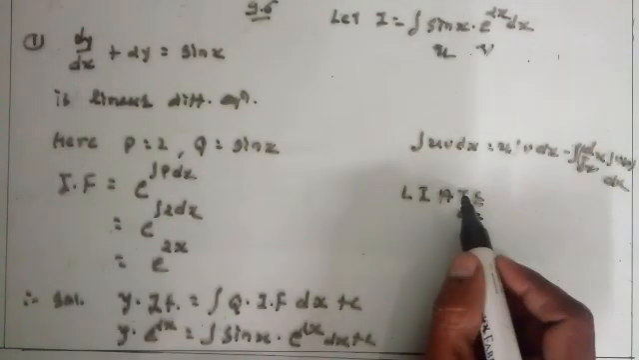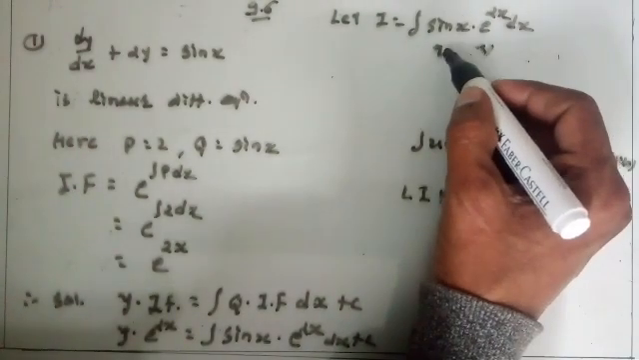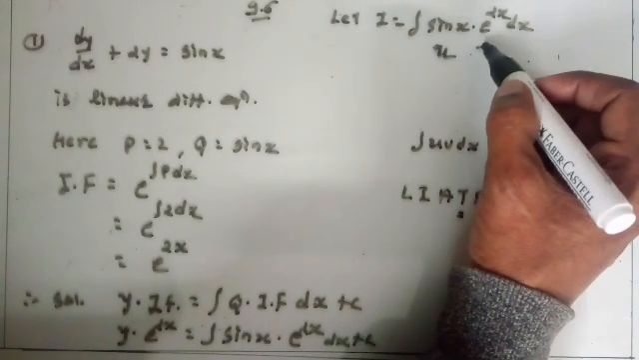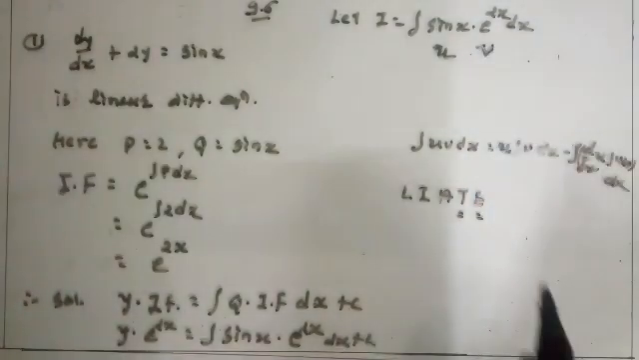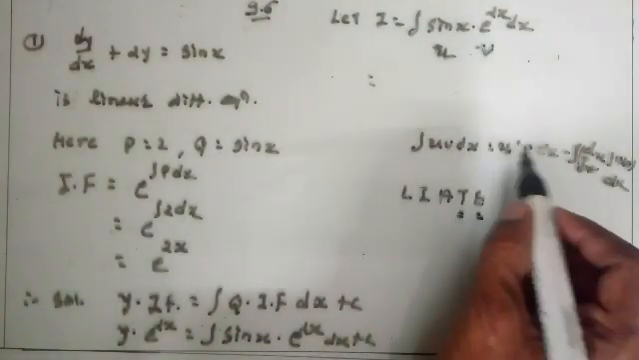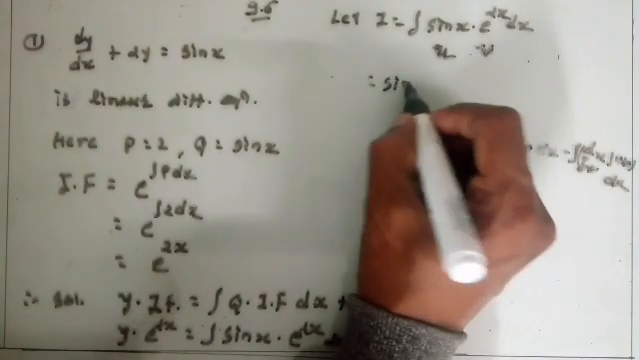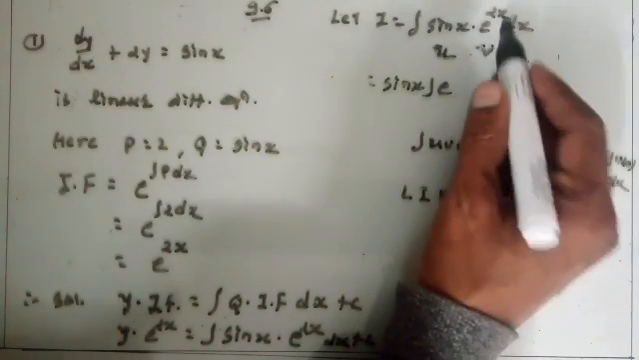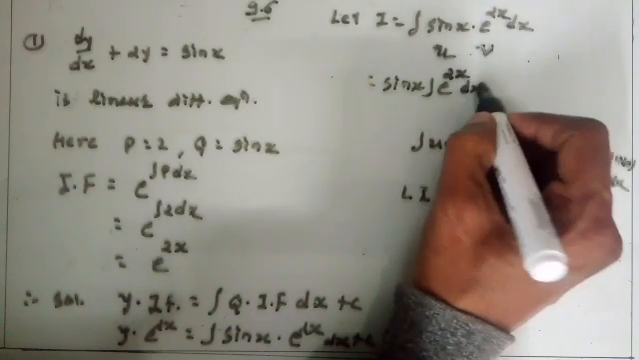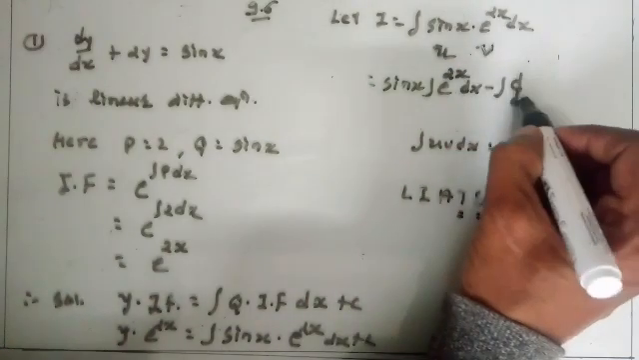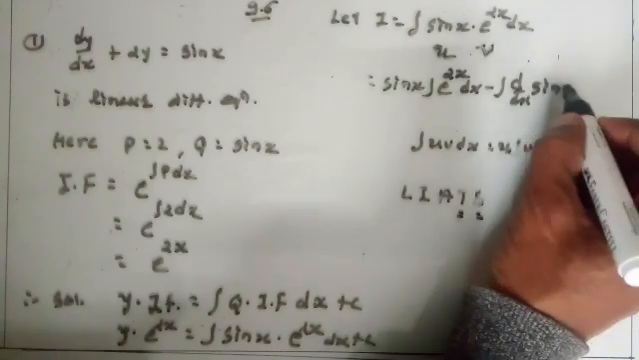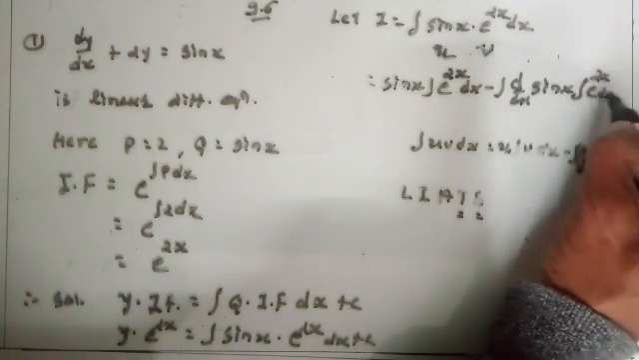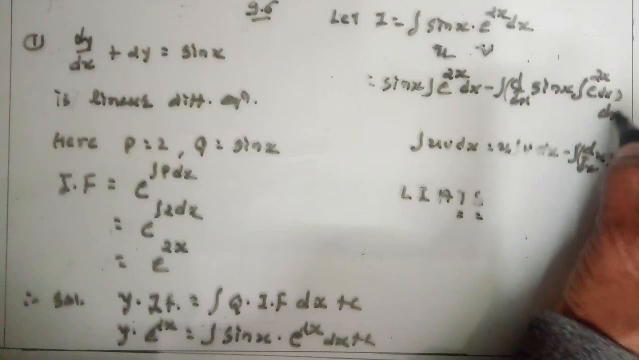Here the trigonometric function sin x comes first, so select it for u, and the exponential e raised to 2x comes second, so select it for v. So I is equal to, applying this law, u, that is sin x, times integration of v dx, where v is e raised to 2x, so integration of e raised to 2x dx, minus integration of d/dx of u, that is sin x, times integration of e raised to 2x dx, whole dx. Clear?